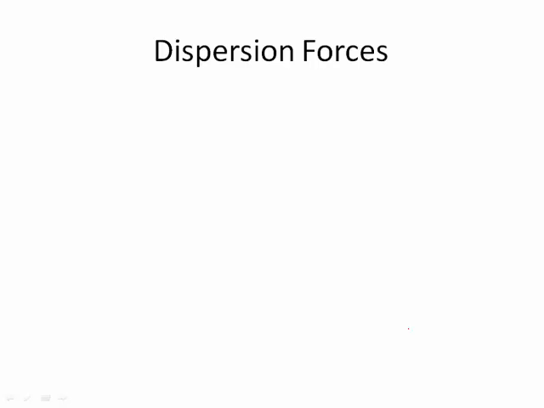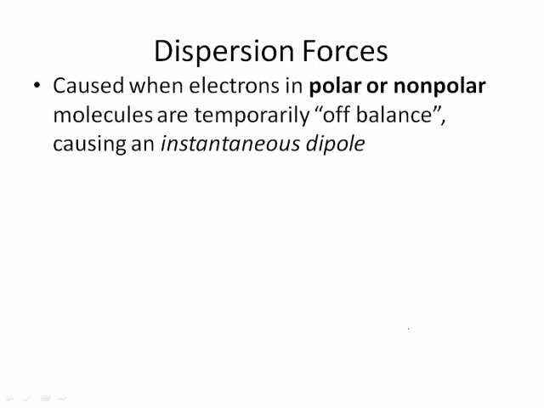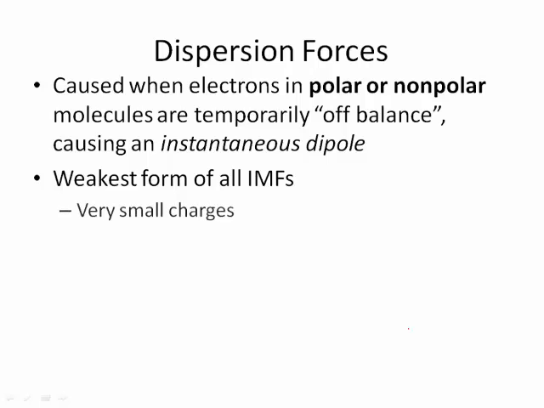Dispersion forces, which is the first type of van der Waals force that we're going to talk about, are caused when the electrons in polar or nonpolar molecules are temporarily off balance. This is going to cause them to have a slightly negative and a slightly positive end just for a few seconds until the electrons can get back balanced. So this is our weakest form of any kind of intermolecular force. It's the weakest of all of them. We have very small charges, and the attractions are very short lasting because you're only looking at when the electrons are off balance.